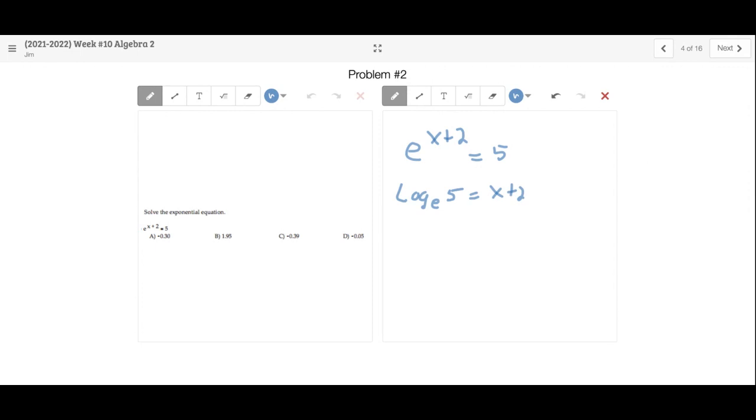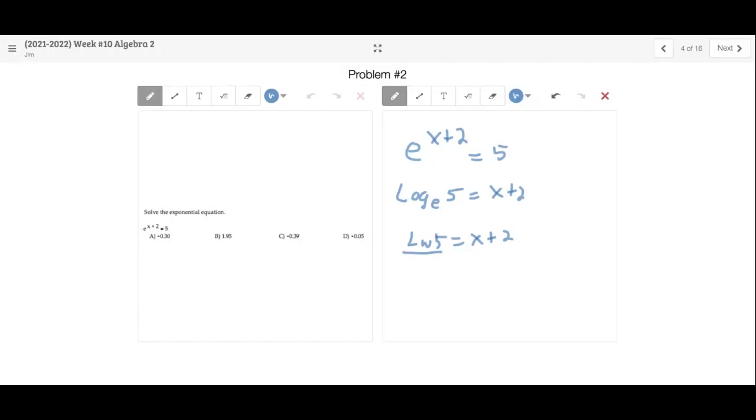Ansgar, I think you're right, but natural log should be written ln. So you could rewrite this as ln of 5 is equal to x plus 2. Why is it nice to write it this way? Because most calculators have a natural log button. Now, could you leave it this way and put it into Desmos with base e? You sure can. But as soon as you get log base e, that stands for natural log. So my calculator has a natural log button.